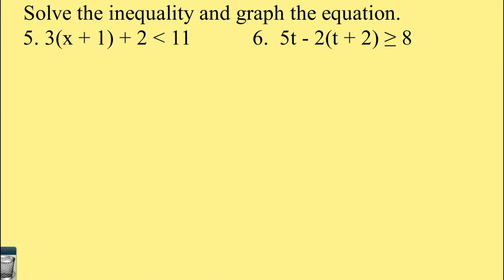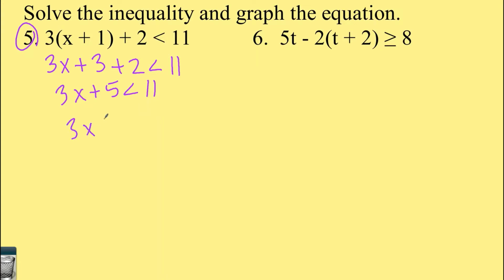All right, so now we're actually going to solve these inequalities. So we're going to start with problem number 5. You treat it just like it's an equal sign. I don't like this parentheses, so I'm going to distribute to get rid of that. So I have 3x plus 3 plus 2 is less than 11. Again, some of you may have remembered how to do these, so I encourage you to pause the video, try it, and then see if you get the same answer. So then we've got 3x plus 5 is less than 11. Move the 5 over, so 3x is less than 6. Divide it by 3, we get x is less than 2.